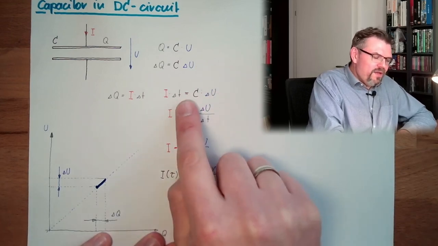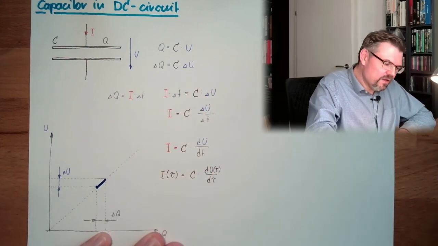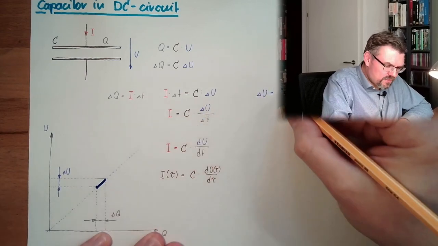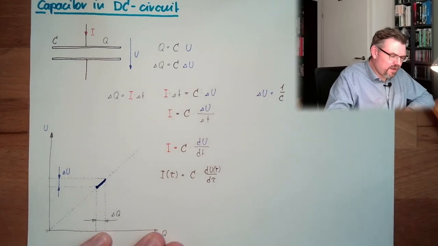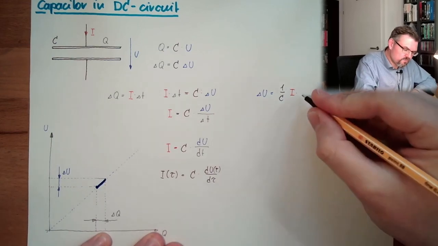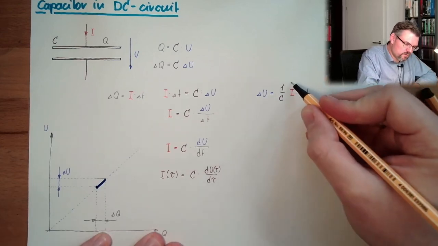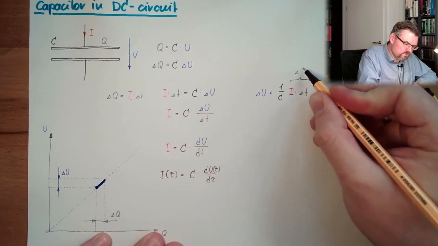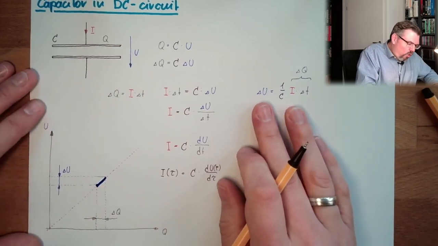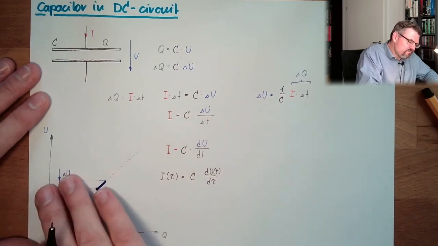What if we have a look at this? Yeah, we are now calculating delta U equals, and now I bring this to the other side, so I have 1 divided by C, and I have I multiplied by delta T. This is my delta Q here. And I want to have, so these are all changes. This is the change of my voltage.